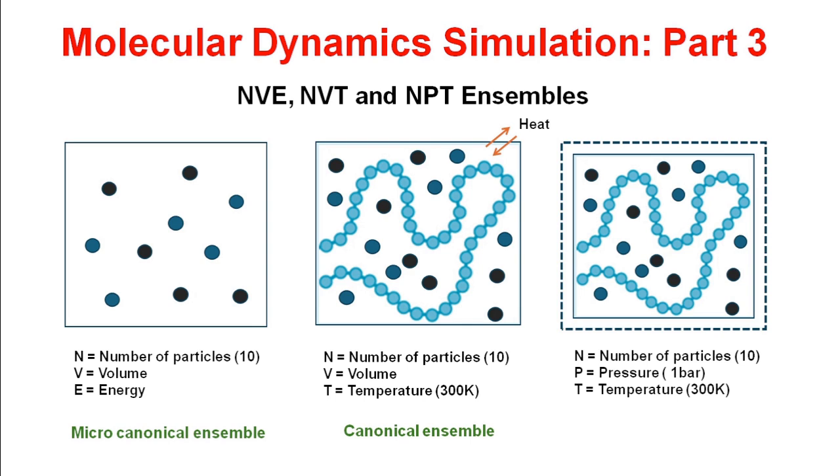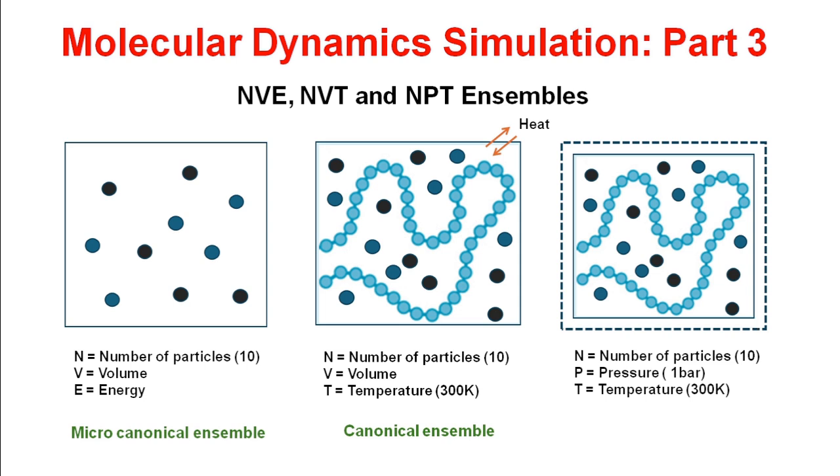In this ensemble, the system is allowed to exchange heat. At the same time, we can adjust the volume of the system so that pressure is kept constant. This volume is adjusted by constantly rescaling one or multiple dimensions of the simulation box. This is the simulation box. If we decrease the size of this simulation box, the atoms will come closer and the volume will decrease.